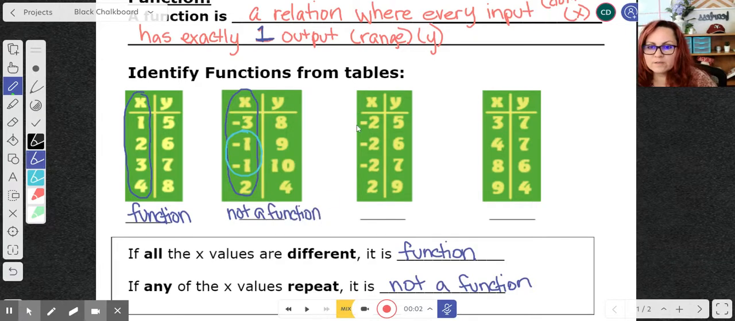What do you think about this one? Again, we're looking at the X's only. And there we go. We got a bunch that are repeating, right? All those negative 2's. Now, if it was just one negative 2 and a positive 2, it wouldn't matter, okay? It's not repeating just because one has a different sign. But when you have the exact thing, that negative 2, negative 2, negative 2, that's repeating. So that's not a function.